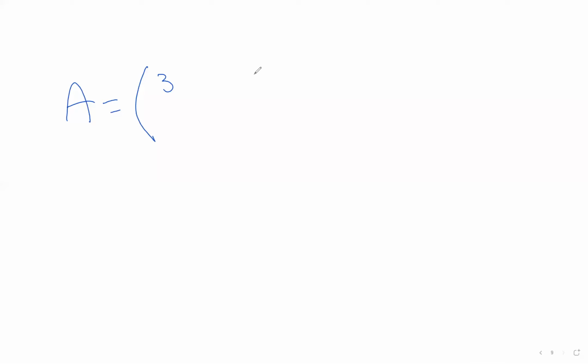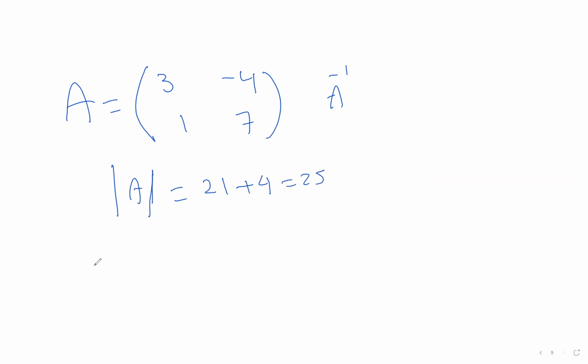A is 3 and negative 4, 1 and 7. And we need A inverse, A power negative 1. First find the norm of A, the determinant of A, which is 21 plus 4, so 25. So A power of negative 1 is 1 over 25 times 3 negative 4, 1 and 7.